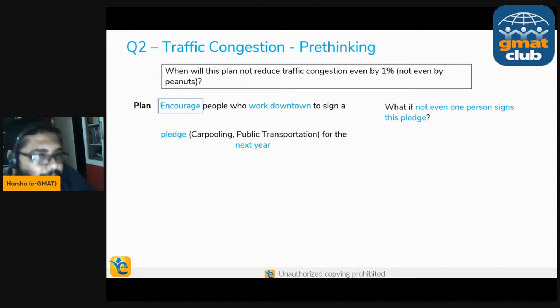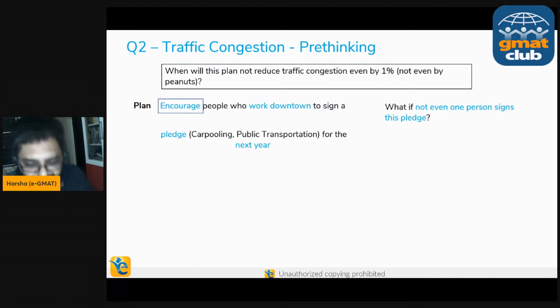I mean, think about it. With one free meal at a restaurant as an incentive, you're asking me to take a pledge to do carpooling for an entire year. It doesn't even seem like a great deal. Besides the point, but how do you know even one person will sign this pledge?